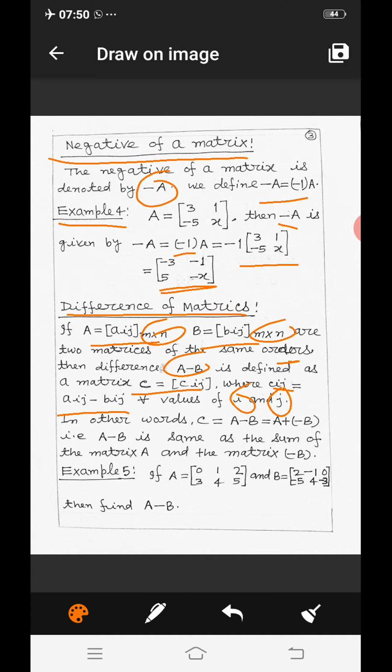In other words, we can say that C equal to A minus B, and this can be written as A plus minus B, that is A minus B is same as the sum of the matrix A and the matrix minus B. Taking an example here, if matrix A equal to having elements 0, 1, 2, 3, 4, 5, and matrix B equal to having elements 2, minus 1, 0, minus 5, 4, minus 3, then find A minus B.